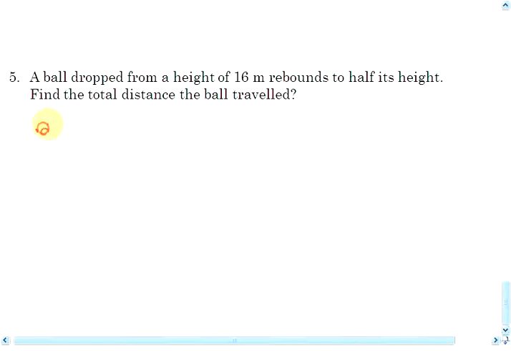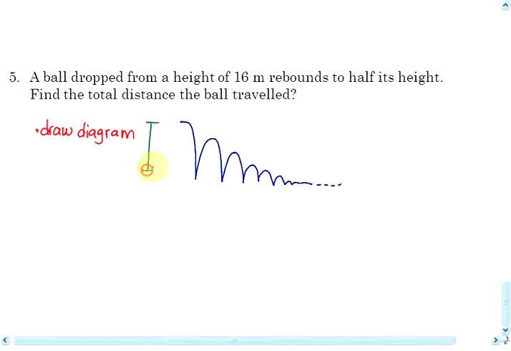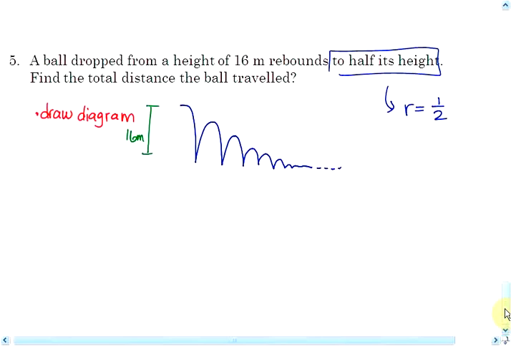First thing I like to do is just do a quick little diagram of what's going on here. So we know that this is going down, up, like this, and it's going to keep doing that until it comes to a stop. We know that this is a total height of 16 meters. We also know from this that it's rebounding to half its height, so r is 1/2.